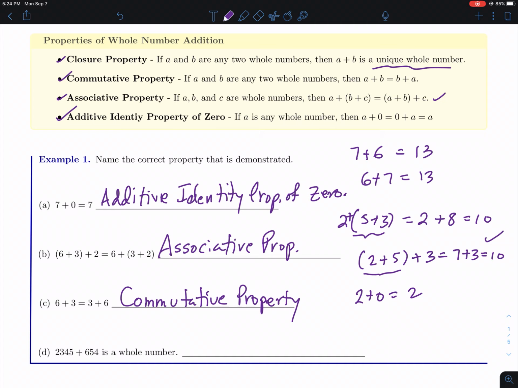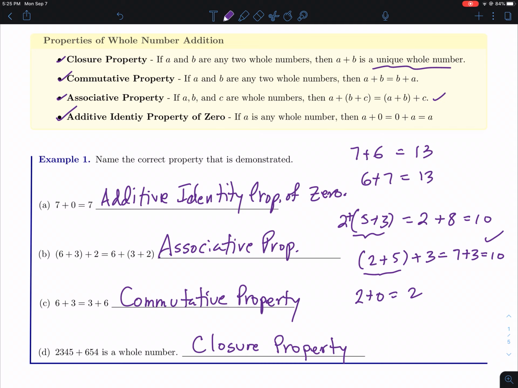And then finally, 2,345 + 654 is a whole number. So if I add those two whole numbers, I get a new whole number. So correct. Closure property is it. All right, very good. Good job. So again, we won't go into a lot of the details of these rules, but it doesn't hurt to keep them in the back of your mind. And like I said, recognize the difference between them and things like that.